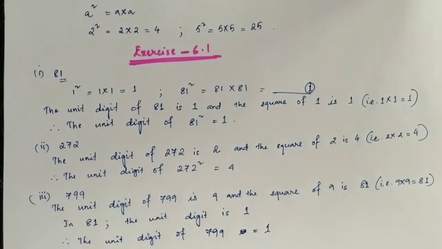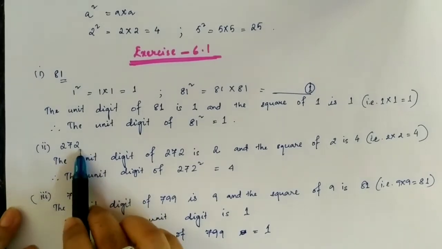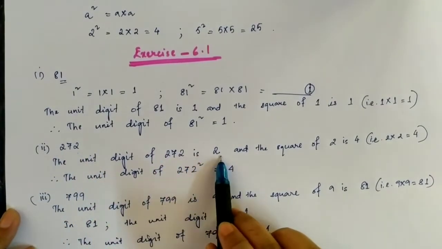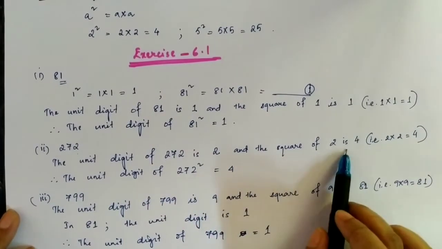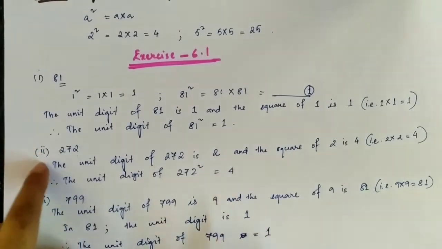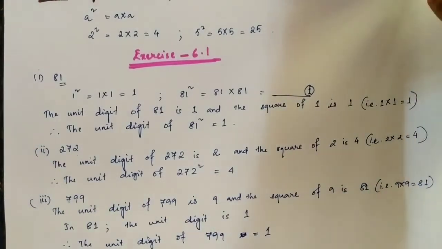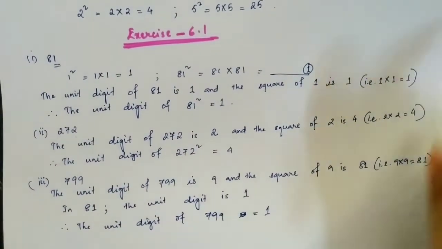Let us do number 2 now. It's 272. What is the unit place? The unit digit of 272 is 2, and when you find the square of 2, that is 2 into 2, it gives you 4. So the unit digit when you find the square of this number will be 4. Here we got a single digit number, so that was not a problem.